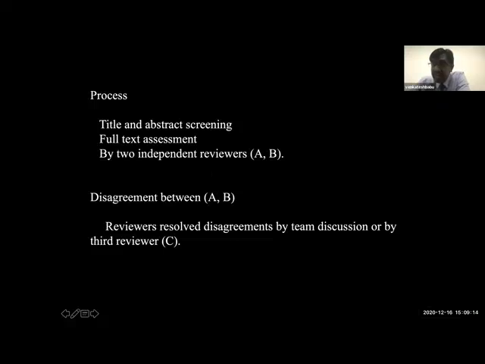You understood, right? So two persons have to screen title, abstract, and full text. In case they have any discrepancy, they have to sort it out with the help of a third reviewer and by team discussion.